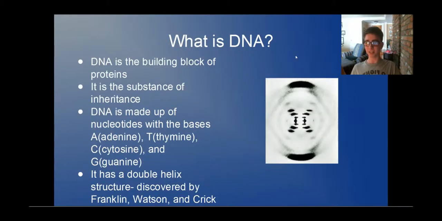So, what is DNA? Well, it's the basic building block of all organisms. It's the substance of inheritance, and it's made up of the four nucleotides A, T, C, G, which are adenine, thymine, cytosine, and guanine, respectively. It's a double helix structure discovered by Franklin, Watson, and Crick.